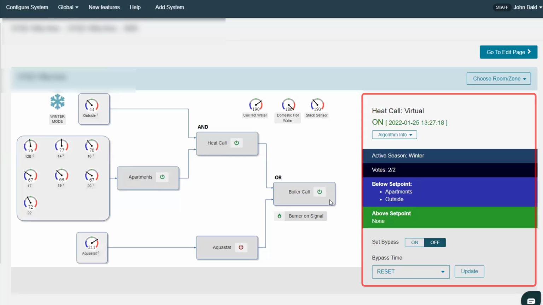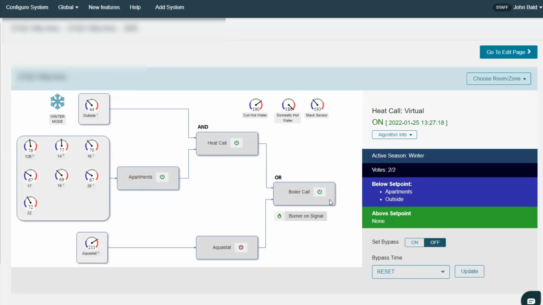Let's see if the outside's cold enough, because there's the New York City law, below 55 degrees, you need to give heat. So it checks, is the outside temperature below 55 degrees? It's 44. Yeah, it is. It's below the set point. So the heat call will fire.